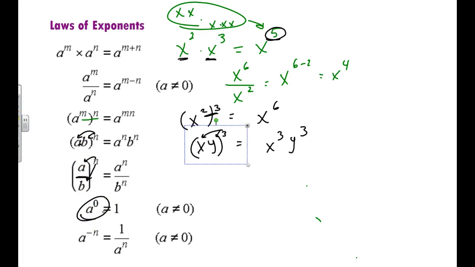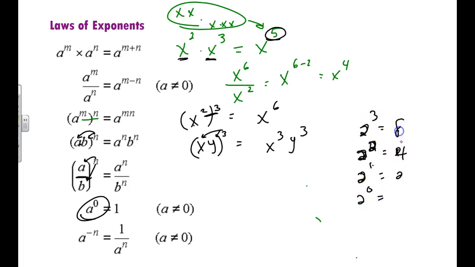Anything to the 0 power is 1. I think I can prove that to you really quick. 2 cubed means 2 times 2 times 2, or 8. 2 squared is 4. 2 to the first is just 2. And so let's look at patterns. This is 2 to the 3, 2 to the 2, 2 to the 1, 2 to the 0, and half of 8 is 4, half of 4 is 2, half of 2 is 1.